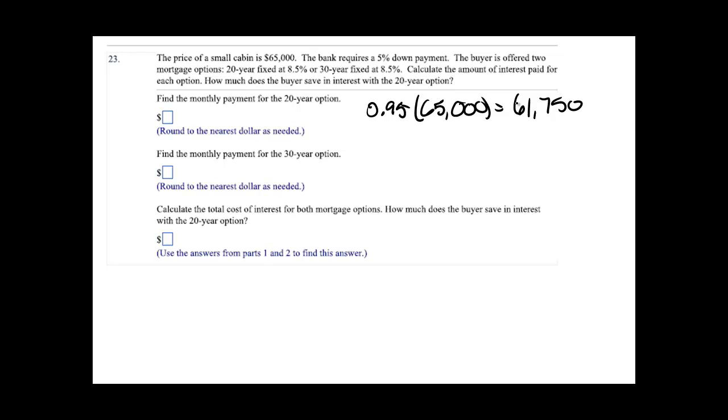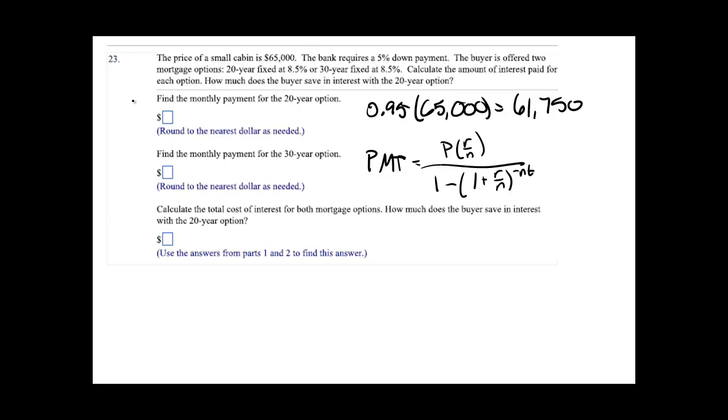Once we know the amount that we're borrowing, our principal, we need to use the loan payment formula for fixed installment loans. If you look on your formula sheet, payment equals P times r over n, all over 1 minus 1 plus r over n to the negative nt. We're just going to use this formula and plug in for each scenario.